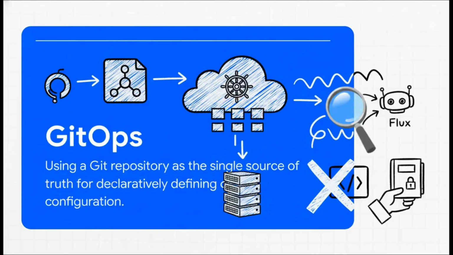And GitOps takes that idea even further, but for the applications running on the cluster. By using an agent like Flux v2, your Git repository becomes the single source of truth for everything. All your Kubernetes YAML files for deployments, services, you name it. The agent is always watching, making sure the cluster's state perfectly matches what's in Git. And what does that mean for you? No more manual kubectl apply commands. It makes your deployments incredibly reliable and super easy to audit.